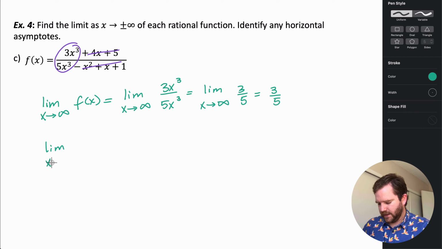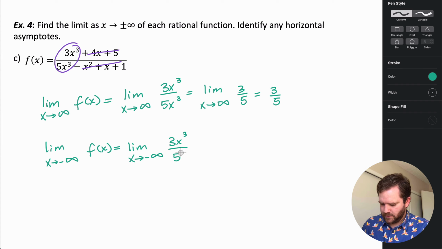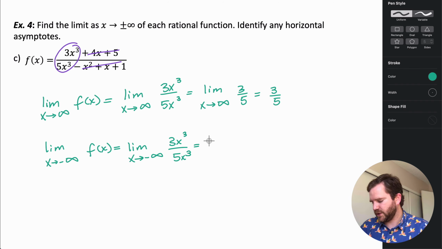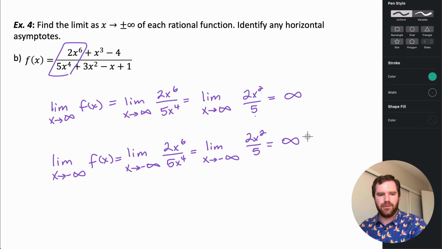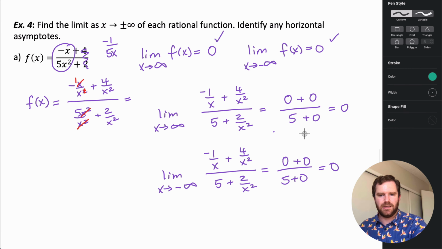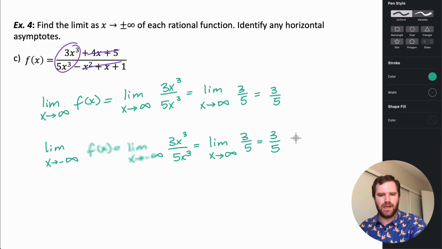And we can also show that in the negative direction. So the work is basically the same thing, but you do need to show both directions because it is not always going to be the same. So you do have to check both directions in all of these problems when it's asking you to find horizontal asymptotes. So 3/5 would be a horizontal asymptote. In this example, there are no horizontal asymptotes. In this example, the horizontal asymptote would be at 0, at y equals 0.